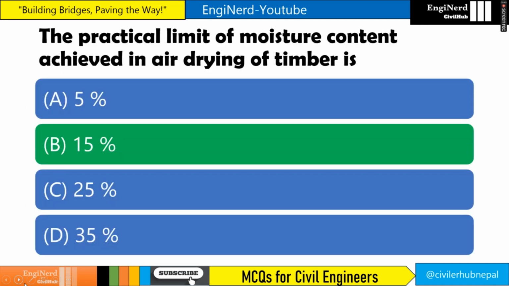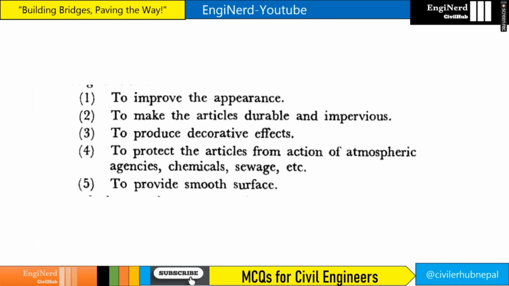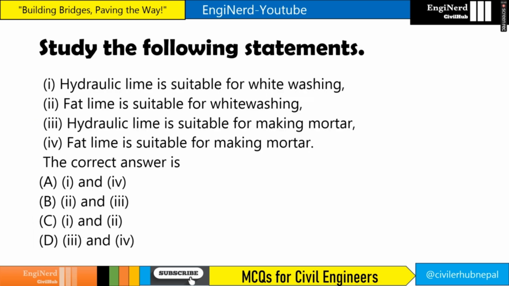So the answer is 15%. Glazing of clay products is done: option A, to improve their appearance; to protect them from atmospheric effects; to protect them from corrosive action; and all of the above. The answer is all of the above, right? Because if you see here, glazing is to improve the appearance and to protect the articles from the action of atmospheric agencies, chemicals, sewage, etc. So our answer will be all of the above.